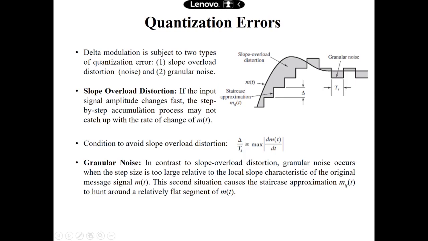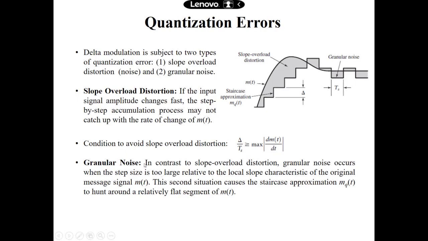Now, if the input signal amplitude changes fast, so if my signal has large variations, the step-by-step accumulation process may not catch up with the rate of change of m(t). So in order to avoid this slope overload distortion, we must have delta divided by sampling time greater than the maximum of d/dt of m(t). You can say the maximum rate of change of your m(t).